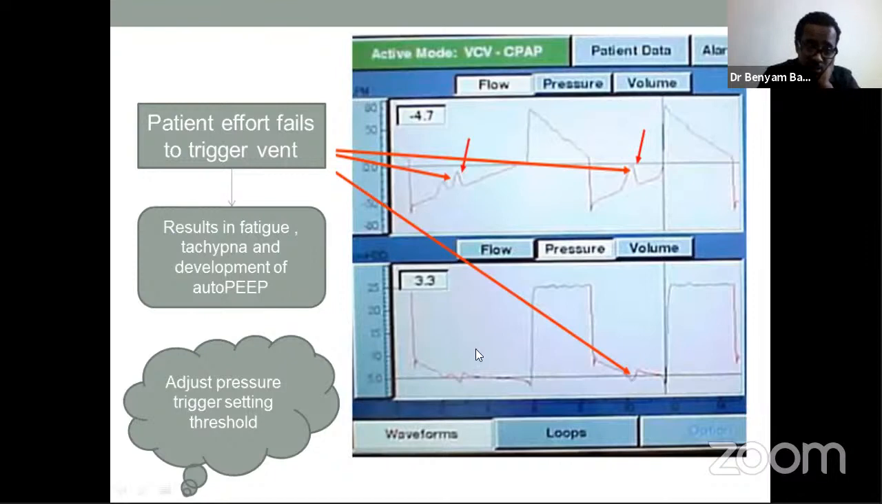Usually this trigger is set on pressure. So the patient is trying to generate negative pressure here. The trigger we have set might be too high, so the machine is not sensing it. You may have to adjust the trigger in this case. If you adjust the trigger threshold, the machine will sense this and will deliver a breath. So always don't forget to check the triggers.